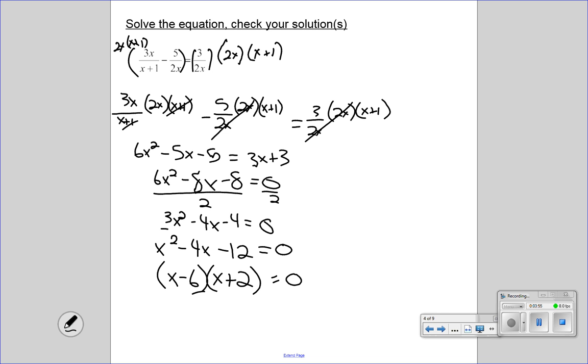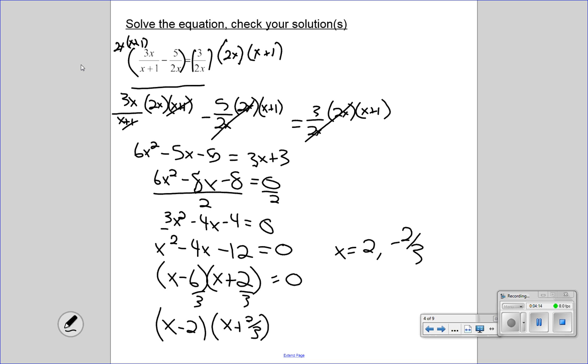Now remember we have to divide by our 3. So we have x minus 2 and x plus 2/3. So our solutions are 2 and negative 2/3. Once again, we have to go back to our original equation and make sure if we plug these in, we don't have any zeros. You can see if you plug 2 in, we have 2 plus 1 is 3. 2 times 2 is 4, neither of those are 0, and negative 2/3 will not give us 0 either. So these are both solutions.